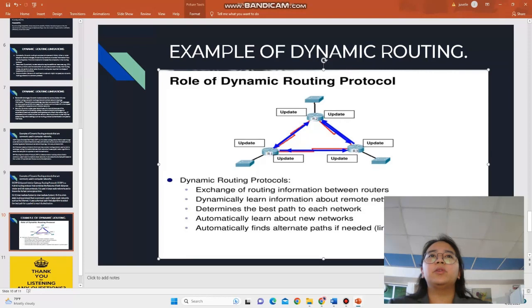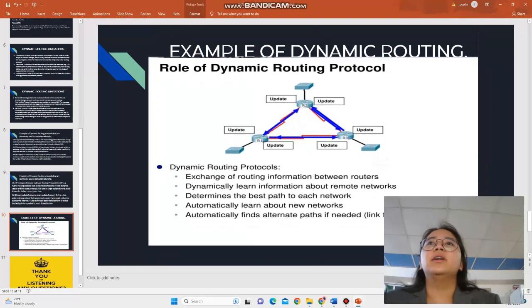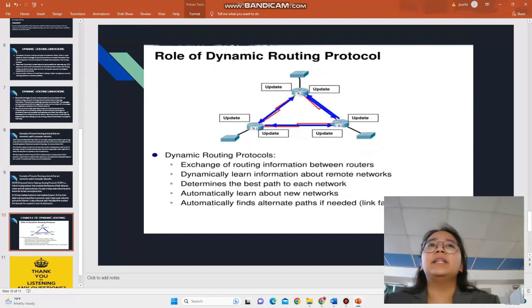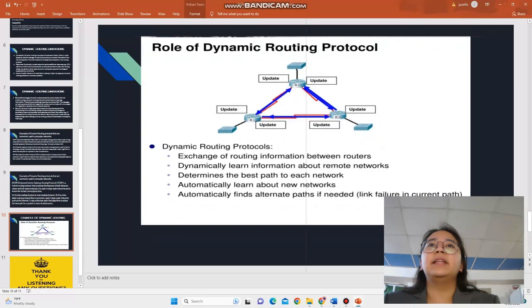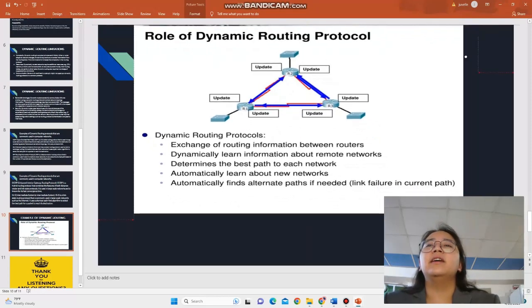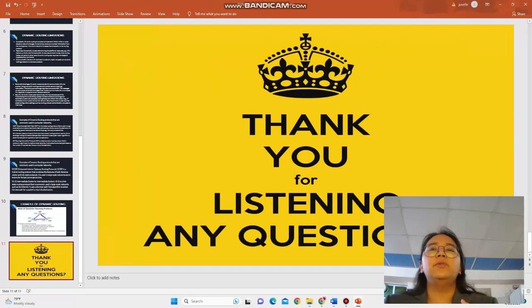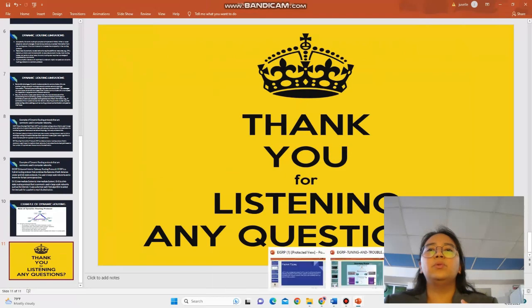Dynamic routing protocols exchange routing information between the routers, dynamically learn information about remote networks, determine the best path to each network, automatically learn about new networks, and automatically find alternate paths if needed when there is a link failure in the current path. So those are the protocols, and that's all, and thank you.